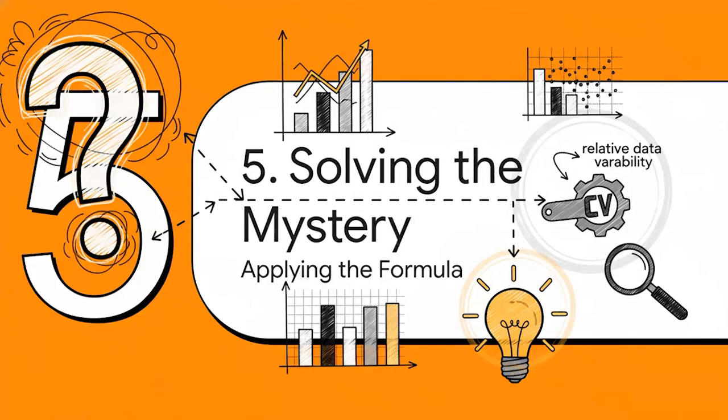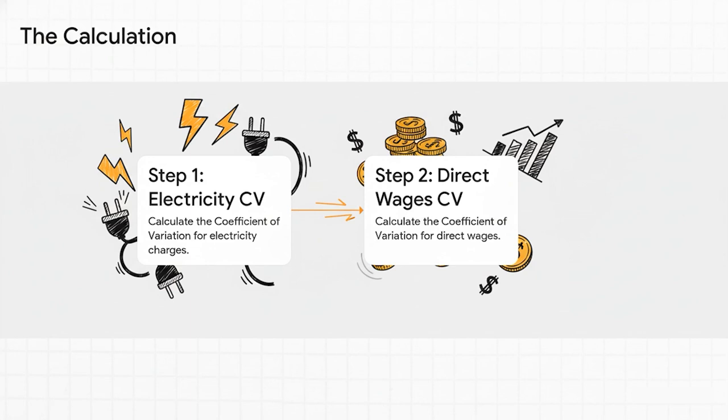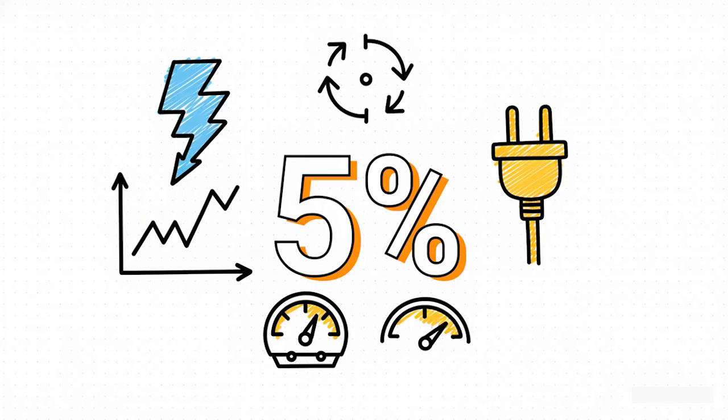All right, we've got our mystery, we've got our secret weapon. Let's put this thing to work and solve this once and for all. It's super simple, just 2 steps. First, we'll calculate the CV for the electricity charges. Then, we'll do the exact same thing for the wages. Okay, electricity is up first. We take its standard deviation, that's 120, divide it by the average, which is 2,400, and then times 100 to make it a percentage. And what do we get?